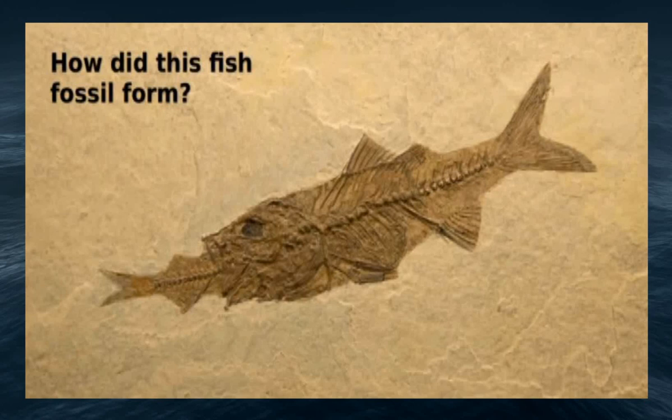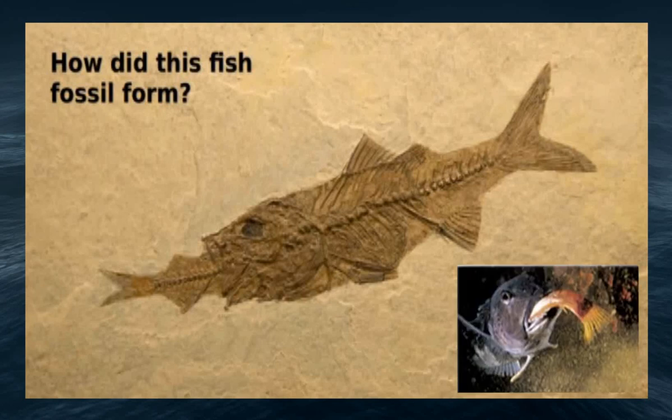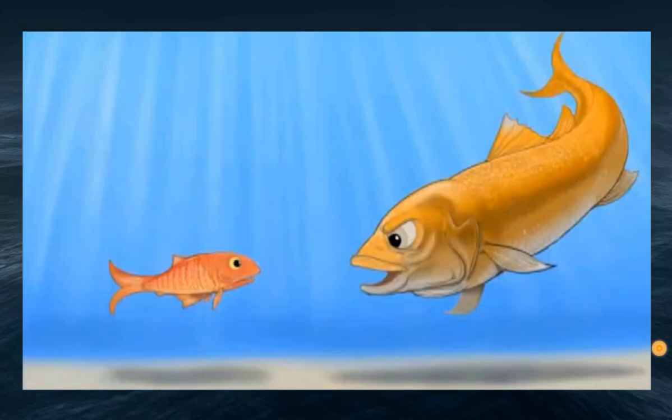How do you get a fossil of a fish eating a fish? Does that take millions of years? Will those fish last that long to be fossilized? And there's another picture of an actual fish eating a fish. No, it had to occur fast. I have a little video showing it.